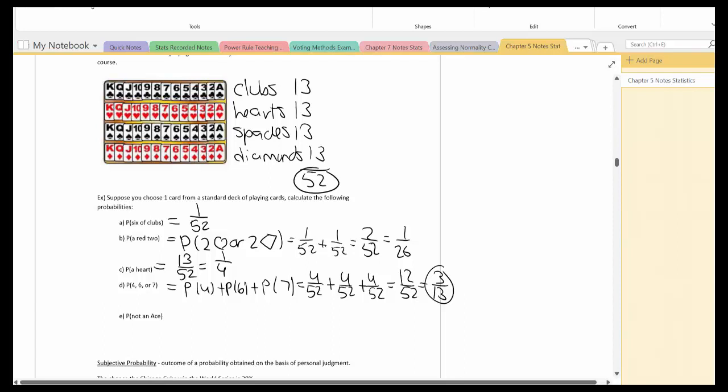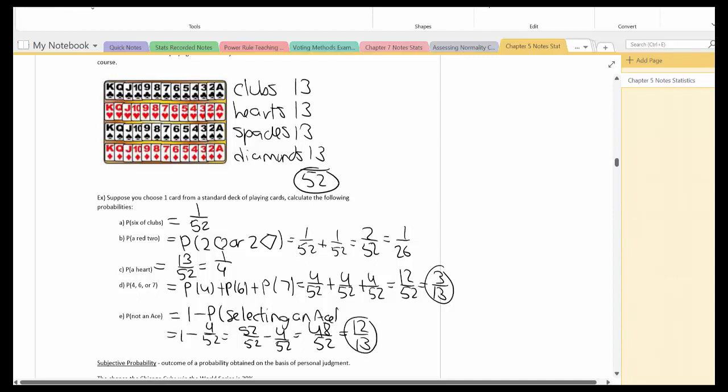Okay, probability of not an ace. Remember, I'm going to write it as 1 minus the probability of selecting an ace. So that's 1. How many aces? There are 4 aces out of 52. 52 over 52 minus 4 out of 52. 48 out of 52. Divide the top and the bottom by 4. That's 12 out of 13.